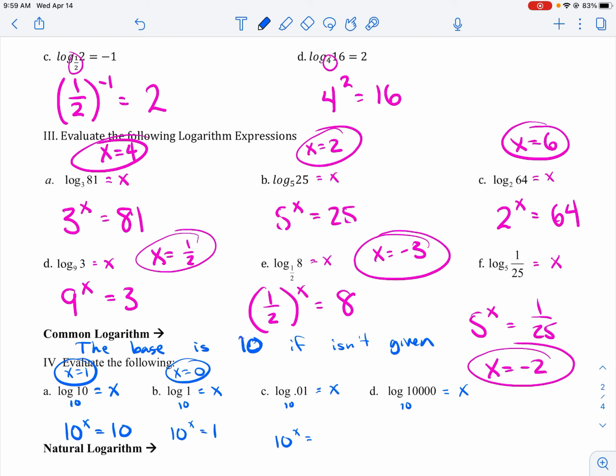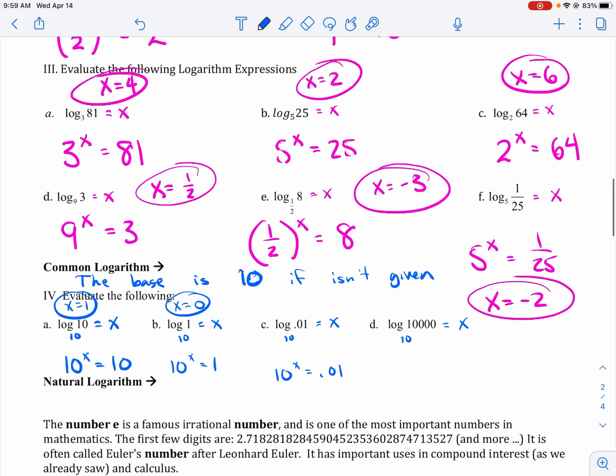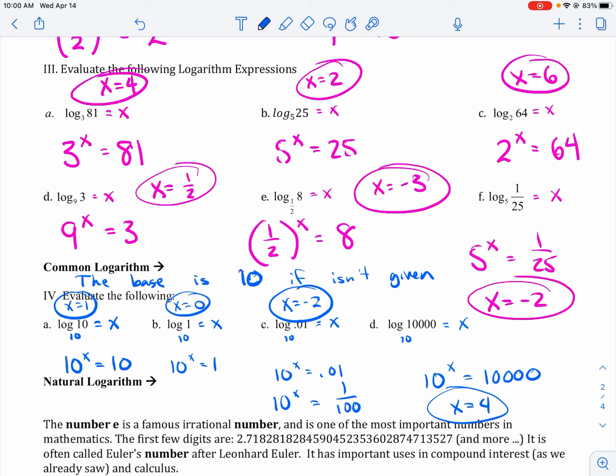10 to what power is equal to 0.01, or let me write it so it might look a little more familiar, 1/100? Well, that's going to be x is equal to -2. And 10 to what power is equal to 10,000? Well, that's when x is equal to 4. And so that's how they came up with those.